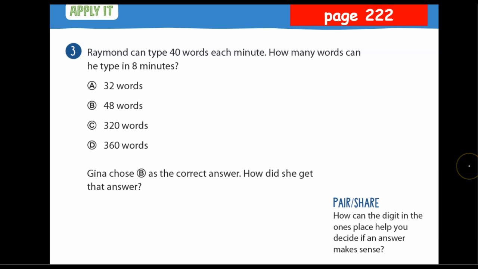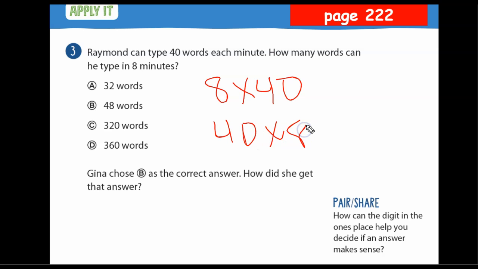Tell me. 8 times 40 or 40 times 8. Either one works. All right. Not the end of the world. Either one works, but I'm actually going to go with this one because that's the order that I read it in the problem.